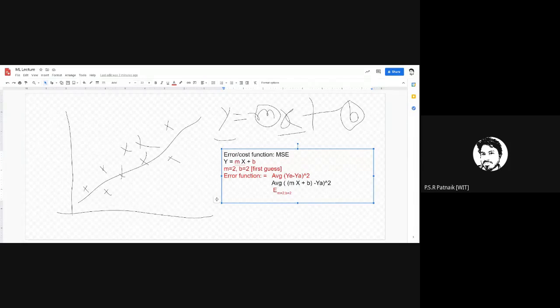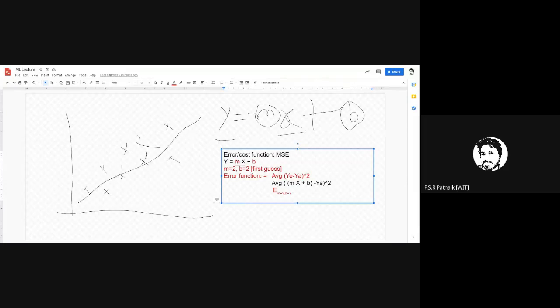So I need to keep on changing this m and b. During training, I need to keep looking at the values of m and b. Training means I will be iterating through this process until I reach the lowest value of the error function. So m and b are the two values on which my error function is dependent, right?